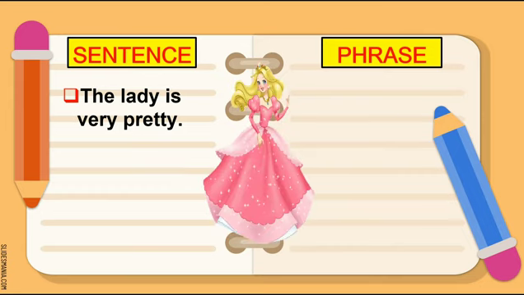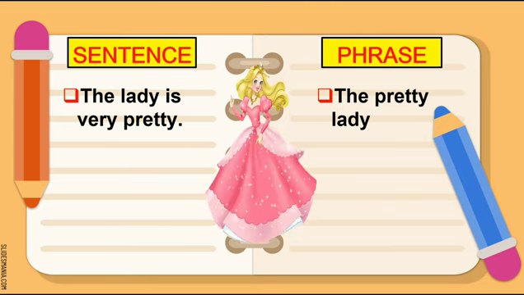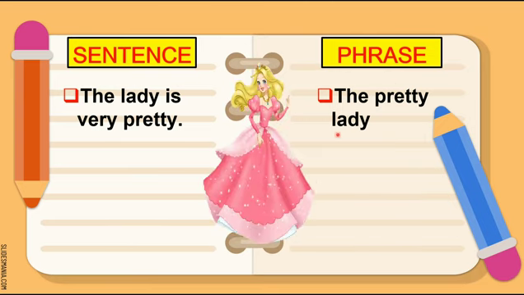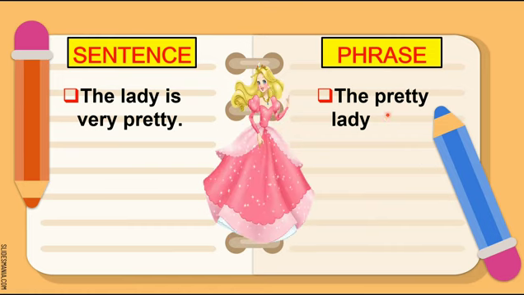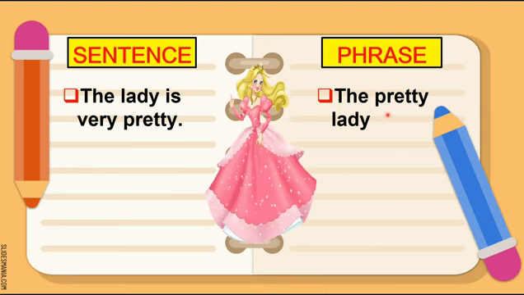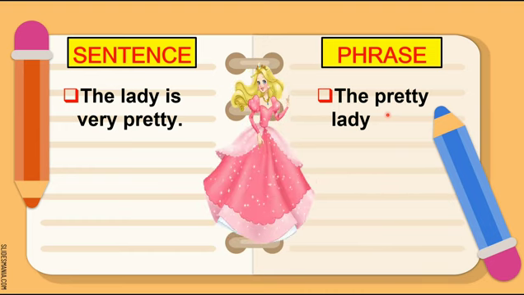On the other hand, if I say the pretty lady, this is an example of a phrase because it doesn't tell us much more about the pretty lady. Or we say that this one does not have what we call a verb or even a linking verb to complete it to make it into a sentence. That's why it is a phrase.